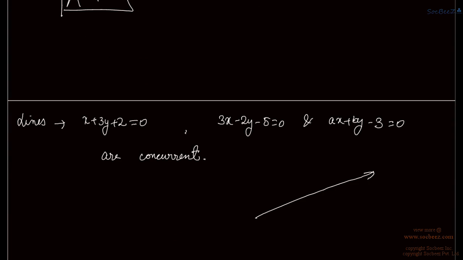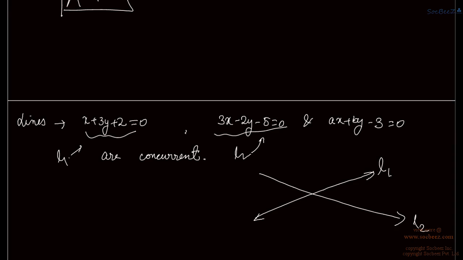say this is line L1, which is x plus 3y plus 2 is equal to 0, and we have line L2, which is 3x minus 2y minus 5 is equal to 0. So this is the point of intersection of these two lines. Since these three lines are concurrent, this line must pass through this point only, right? Say this is line L3, so L3 passes through the point of intersection of line L1 and L2.